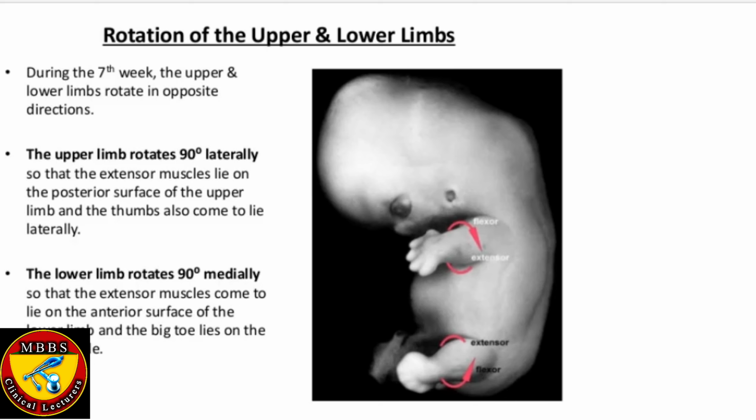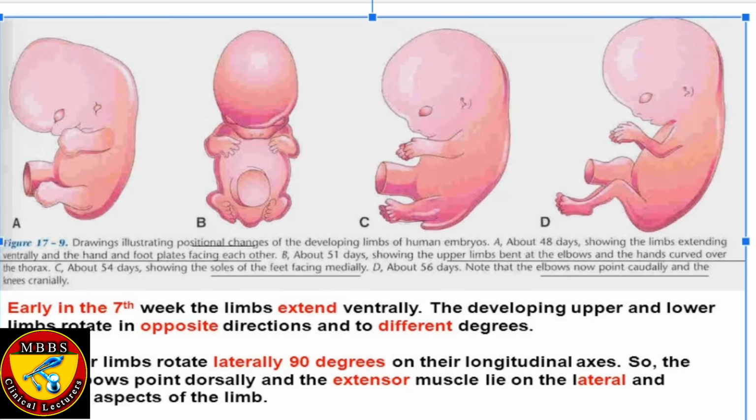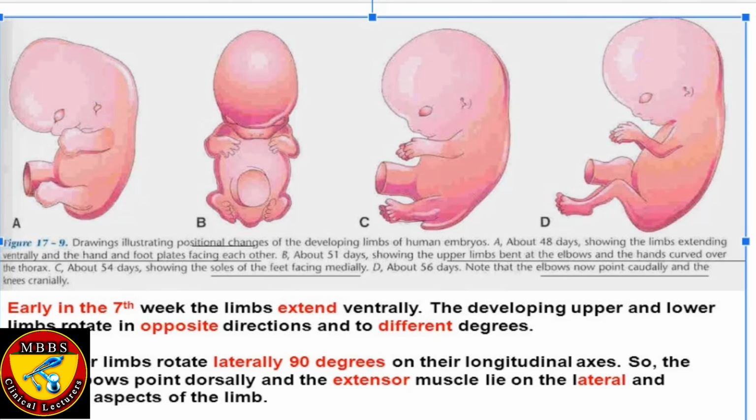And the lower limbs rotate 90 degrees medially, so that the extensor muscles come to lie on the anterior surface of the lower limb, and the big toe lies on the medial side, and the thumb lies on the lateral side. This is a figure showing you the sequential rotation of the limbs. Initially, the limbs are extending ventrally earlier in the 7th week. The developing upper and lower limbs rotate in opposite directions and to different degrees.